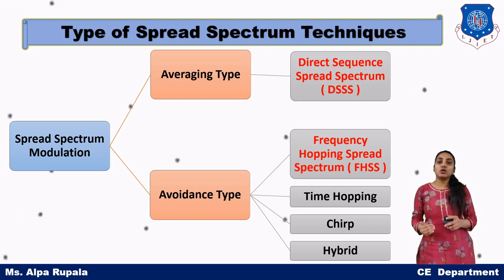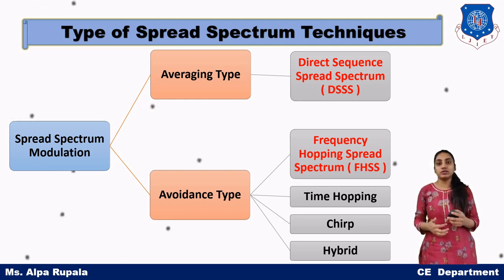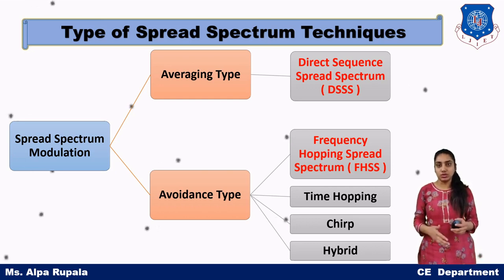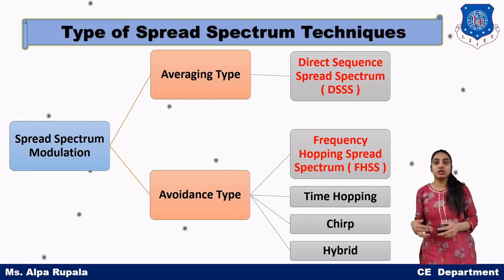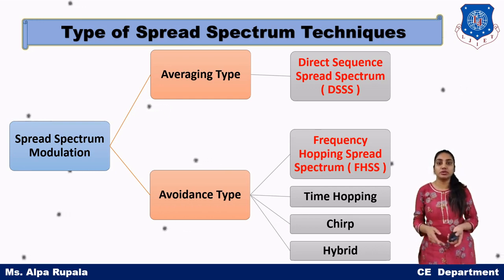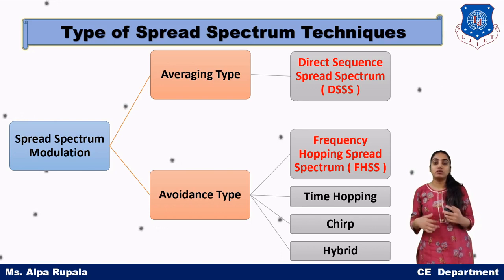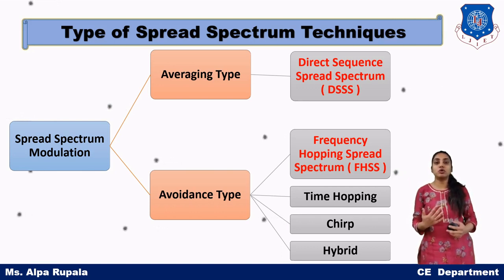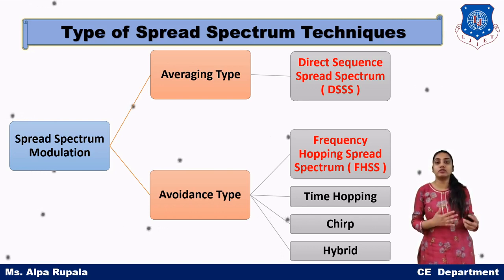All these spreading techniques have some unique formulation. DSSS XORs the data bit by bit with a chipping sequence. We will discuss DSSS in detail in the next lecture. Then FHSS, that is frequency hopping spread spectrum, in which our data or signal is modulated according to different frequencies.